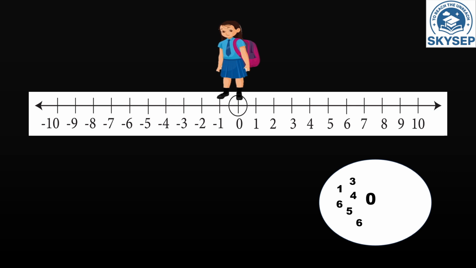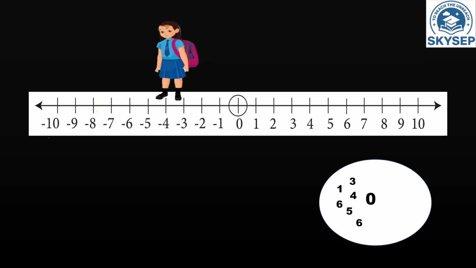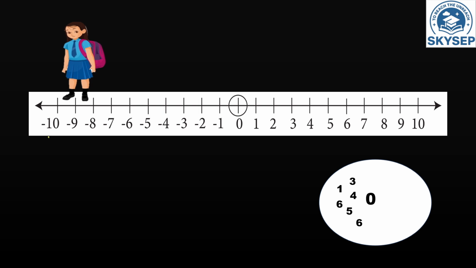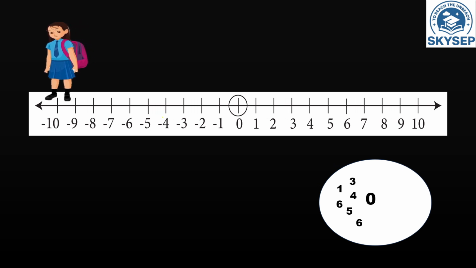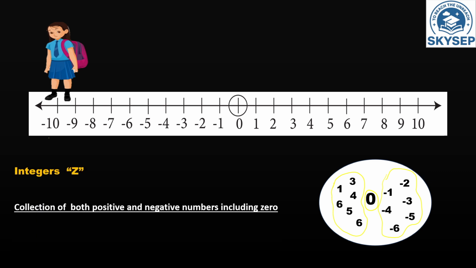Next, what Swati is doing, she is just moving to the left side of this number line cycle. What you are seeing in the left side, you are seeing the negative numbers. So she wants to put all these negative numbers in one circle. So if you see, now the circle has both the positive numbers, 0, and the negative numbers. So what are we calling this collection? We are calling this collection integers. What do you mean by integers then? Collection of both positive and negative numbers, including 0, are called integers. These integers, we are representing by the symbol Z.